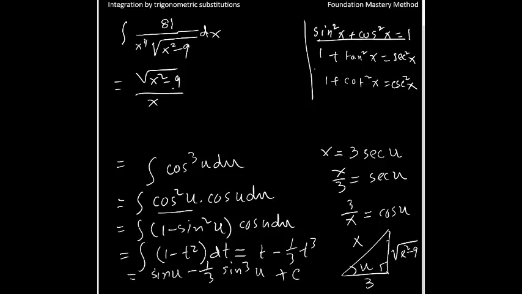This is my sine u minus 1/3. I have the same thing here, square root of x squared minus 9 over x, to the 3, plus the integral constant, and we are done.